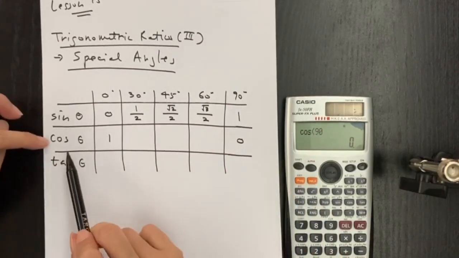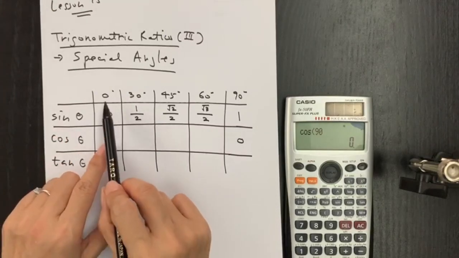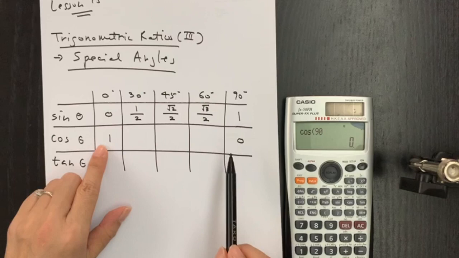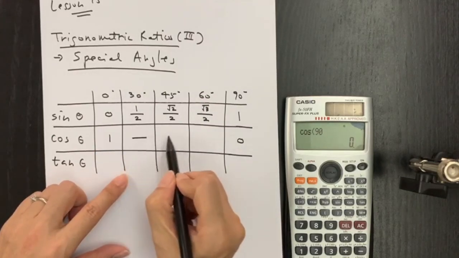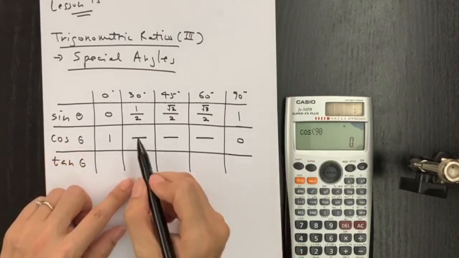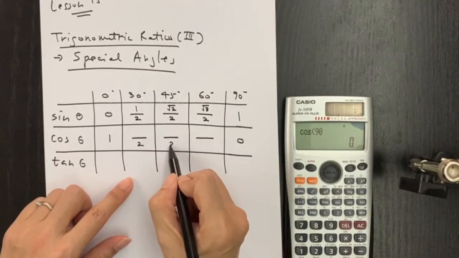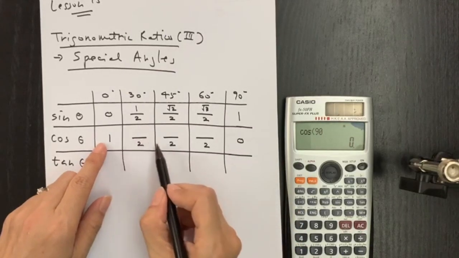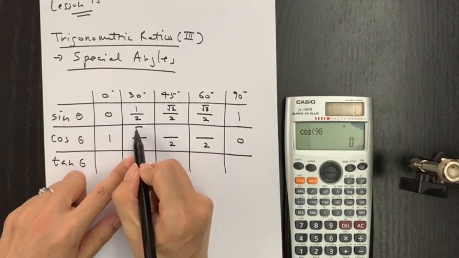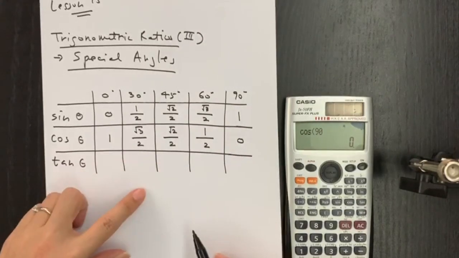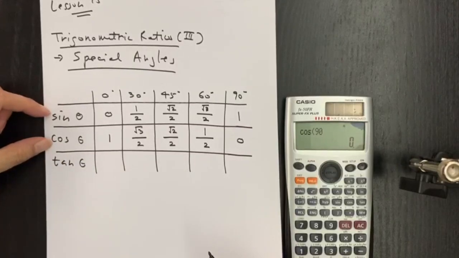Okay, so you can see for cosine, when this is 0 and going up to 90, the value is decreasing. So we can use this pattern to remember the value of special angles for cosine. This is also over 2, and over 2, and over 2. Since this is getting smaller, we start with root 3, and this is root 2, and therefore this is 1. So is that easier for us to remember these special angles in this way if you follow the pattern?